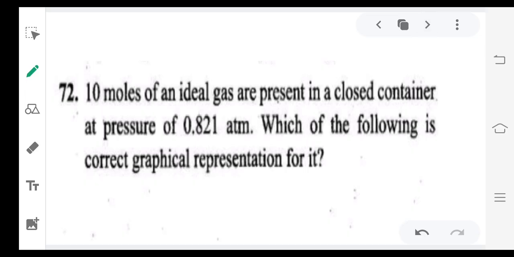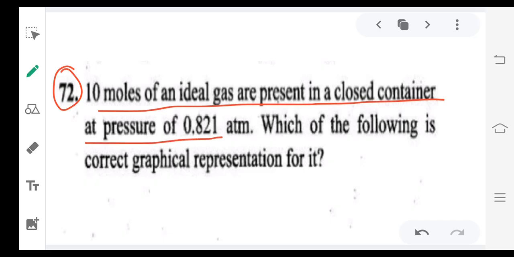Next, 10 moles of an ideal gas are present in a closed container at a pressure of 0.821 atmospheres. Which of the following is the correct graphical representation for it? So 10 moles of an ideal gas in a closed container, the pressure is 0.821.